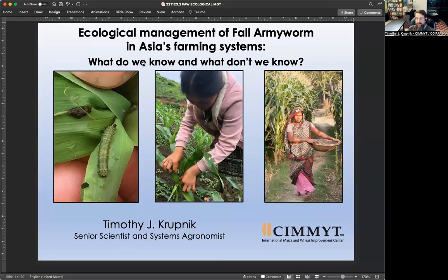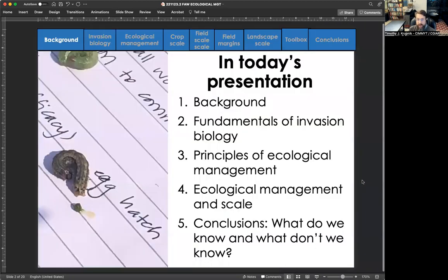The topic that I will address will be basically looking and thinking about issues related to the ecological management of fall armyworm in South and Southeast Asia's farming systems. So what I will go through is a quick background. I'll go through fundamentals of invasion biology, principles of ecological management, and thinking about them at different scales before I come to a conclusion.